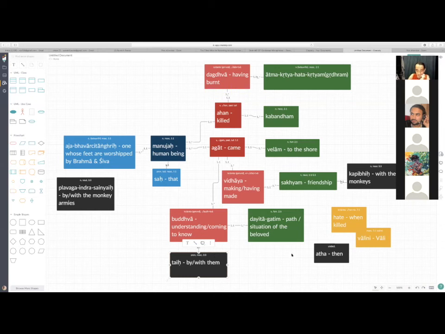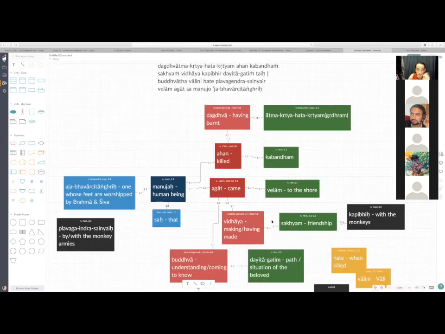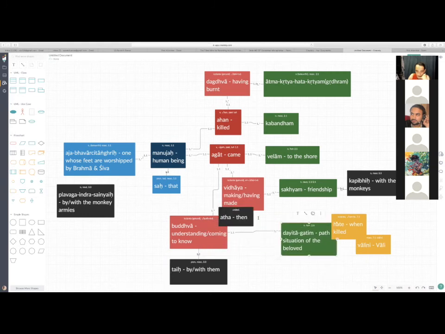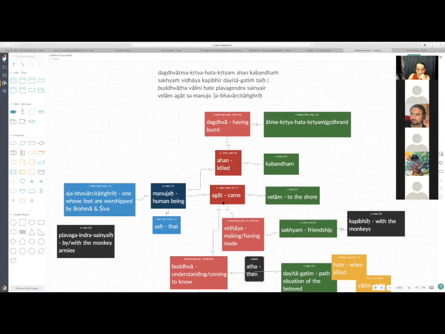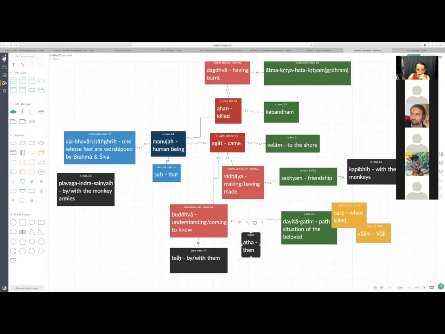And then next, atha, thereafter. So vidhaya and buddhva, atha can sort of connect the two. No, it is later, Prabhuji; it comes after that, isn't it? After buddhva. Okay, yeah, true. Atha agat. So atha is somewhere here then.